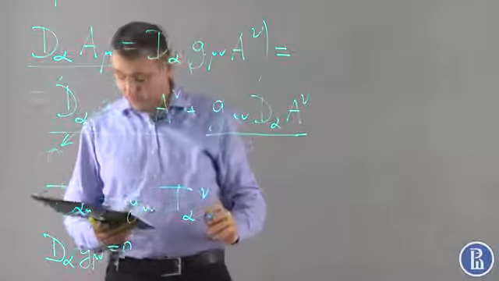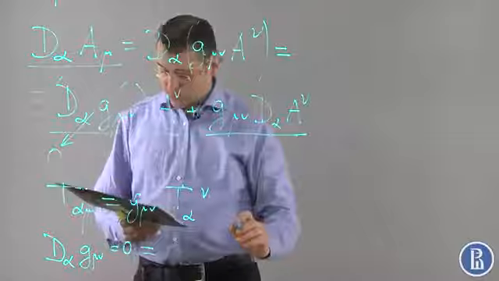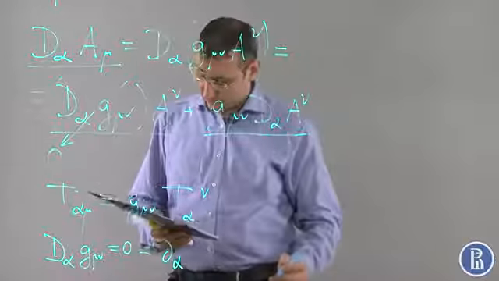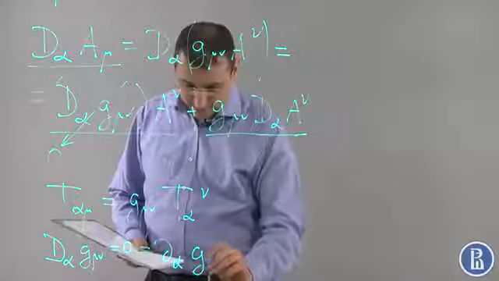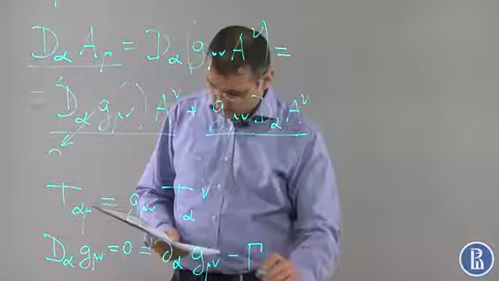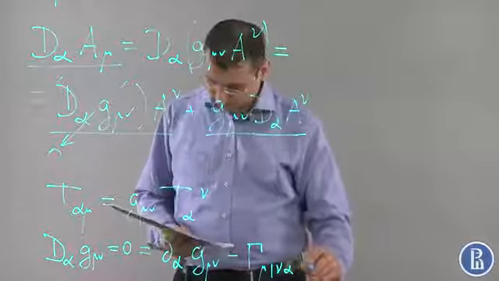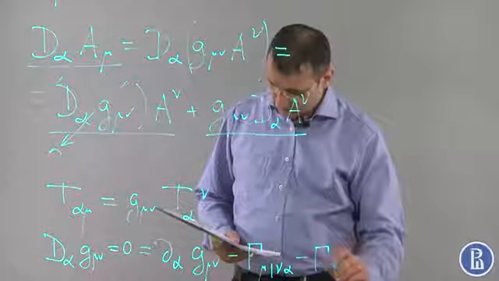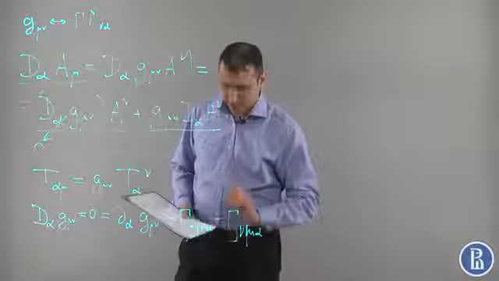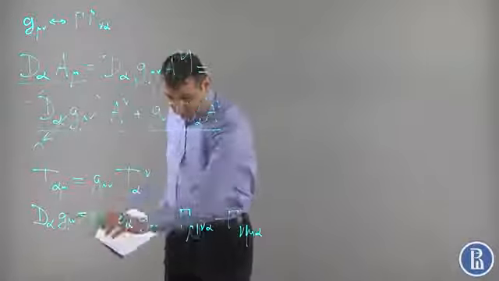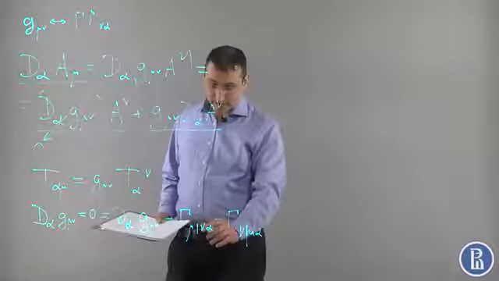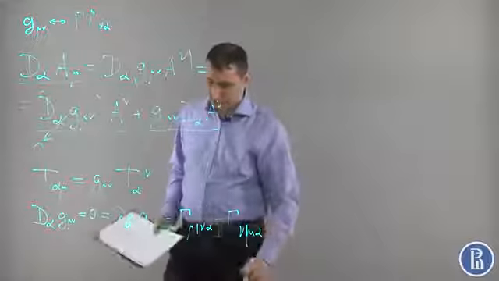Let me write this equation like this. Let us just use the definition of the covariant derivative. d alpha g mu nu minus gamma mu nu alpha minus gamma nu mu alpha. Here I just use the definition of the covariant derivative, and I use the multiplication of gamma by the metric tensor such that I lowered some of the indices.